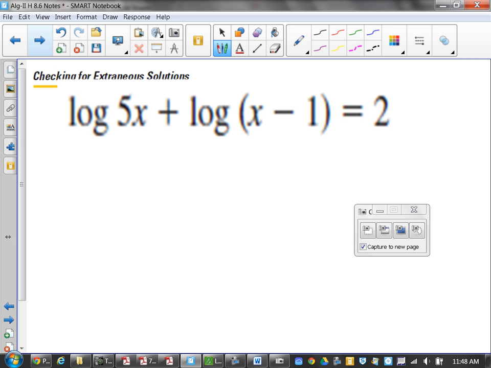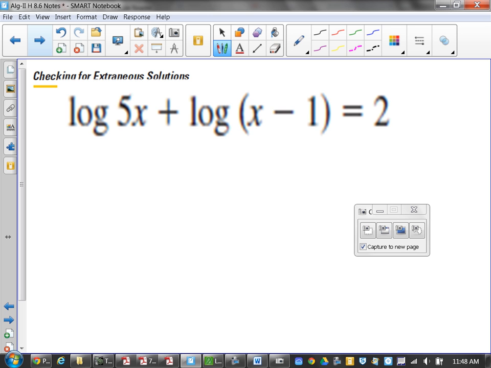Log of 5x plus log of quantity x minus 1 equals 2. Now, in this case, what's different as opposed to everything else that we've looked at? There's multiplication, yes, but there are 2 logs, which is making it a multiplication. So what you're going to have to do here is condense before you do anything. You only want to have 1 log on one side, or 1 log on each separate side.